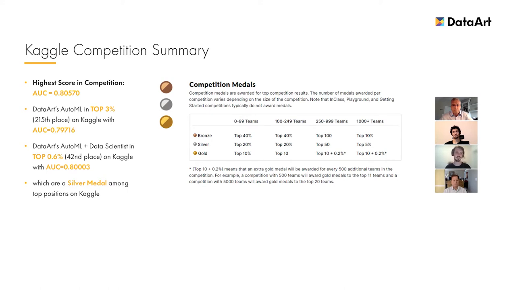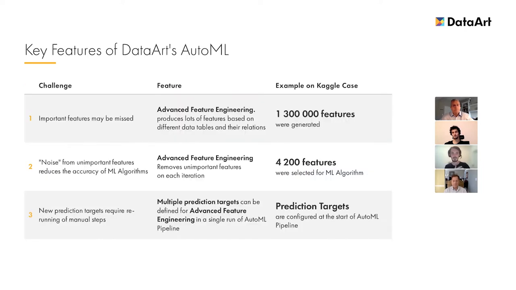And Kaggle has its medals structure. And you can see that for competitions with more than 1,000 teams, we got in top 5 and we got a silver medal. So we are here with a fully automatic pipeline. I would like to outline the key challenges and features of our AutoML solution.